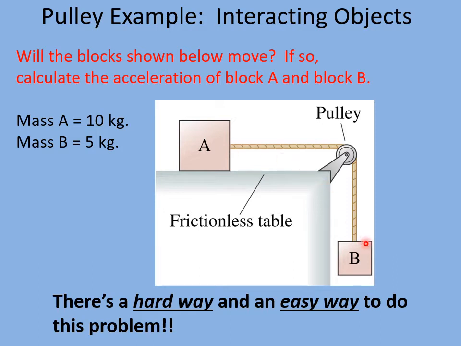So what that means is, if B were to move downward by, let's say, 1 centimeter, then A has to move to the right by 1 centimeter. Likewise, if A up here moves to the right by 5 centimeters, then B has to drop down 5 centimeters. So these two movements are correlated and dependent on each other. And we're going to take advantage of this fact to make solving this problem much easier.